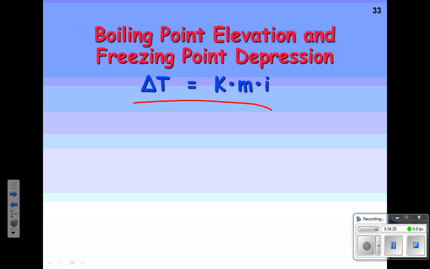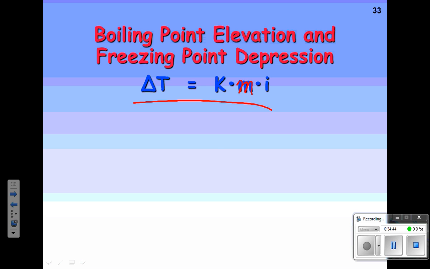This is a freezing point or boiling point equation. You can use either one. It just changes the K. So if you're doing freezing point, it's Kf. If you're doing boiling point, it's Kb. Is that like italic then? Yeah, this is the italic m, that's molality. K is a constant, and we'll talk about those in just a second.